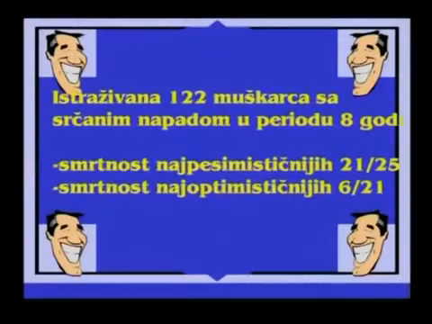Research on 122 men who suffered heart attacks showed that over an 8 year period, 21 out of the 25 most pessimistic ones died, while 6 out of the 21 most optimistic ones died. That is a drastic difference. Those who have bright outlooks survive much better. We are all aware of that. But how can we change the course of our thinking?